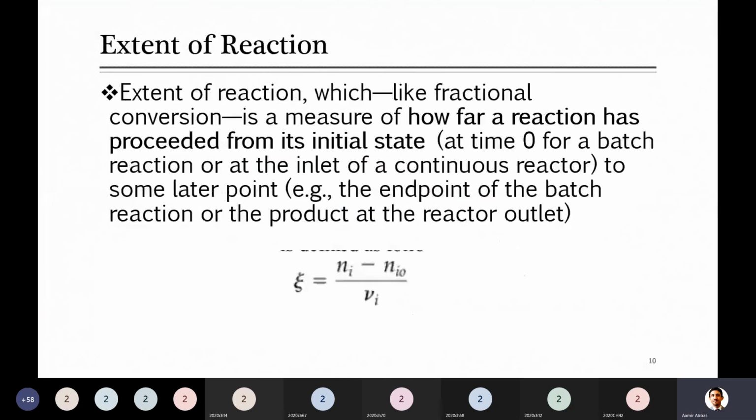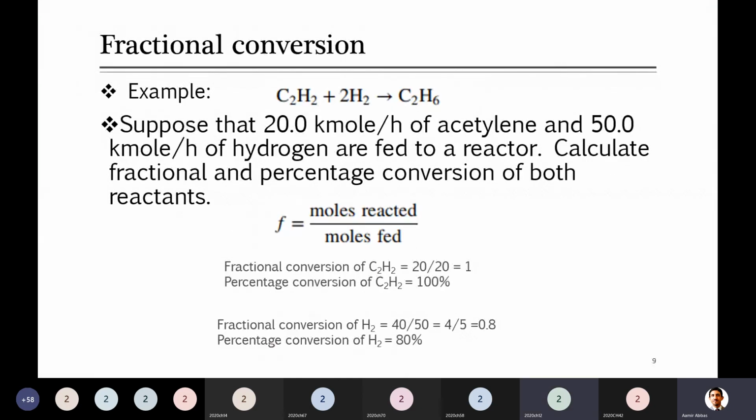Right. Next is extent of reaction. Any question on this? Anyone who is speaking, roll number 12, your voice is coming very low, please speak a little louder.